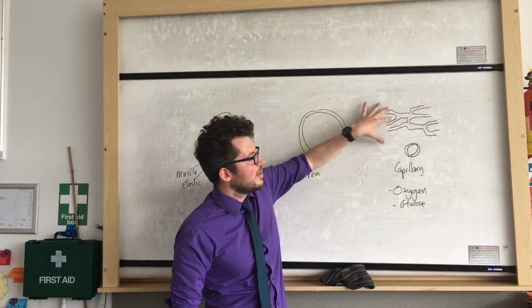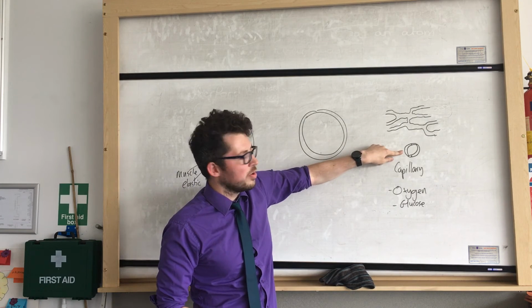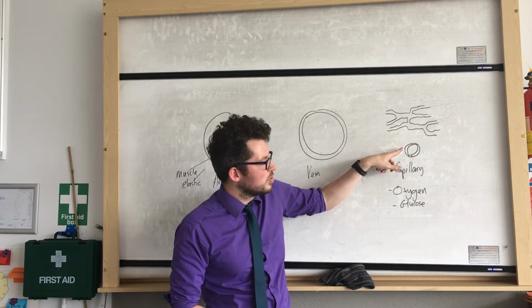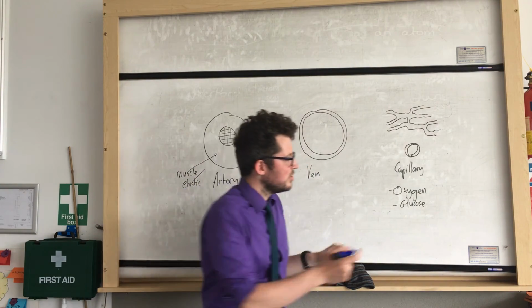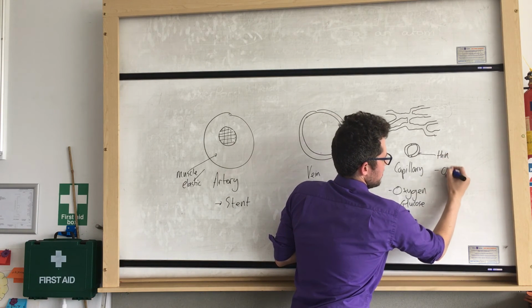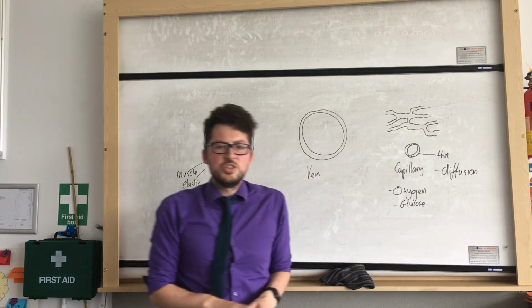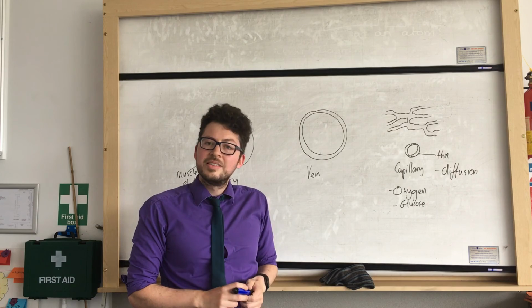So this shows how they branch around our cells, and this is it from an end-on perspective. And you can see they're extremely thin. In fact, the walls are just one cell thick. So they're extremely thin, and that allows diffusion. It allows maximum diffusion of these materials from our bloodstream into our cells.